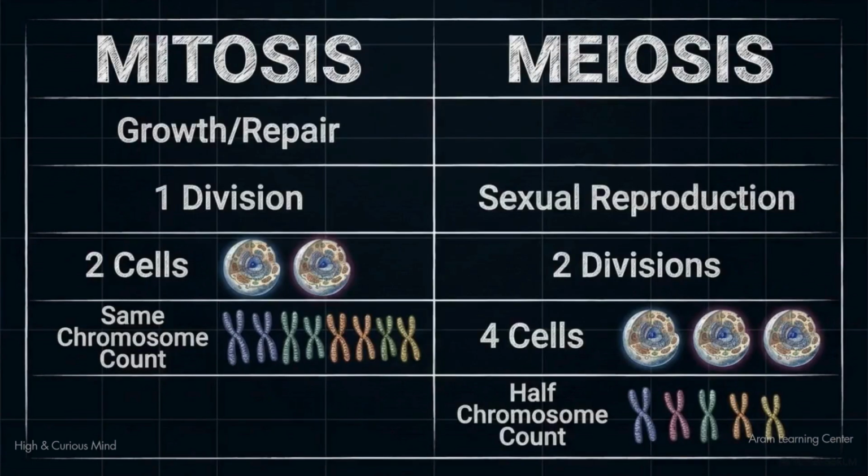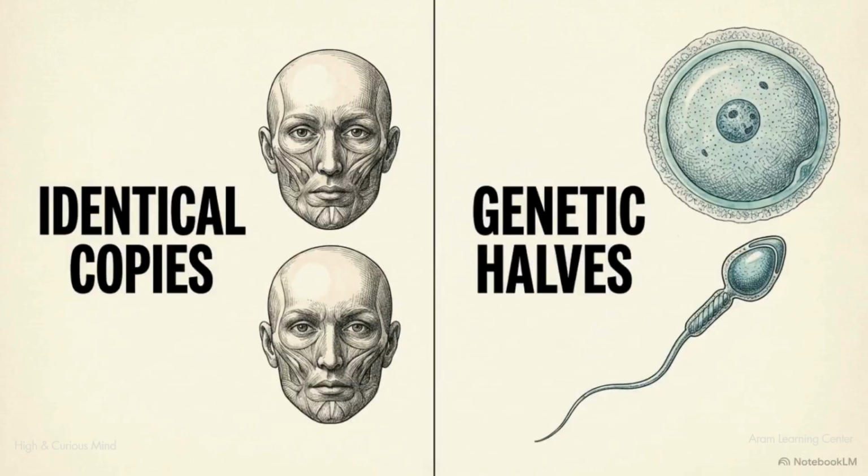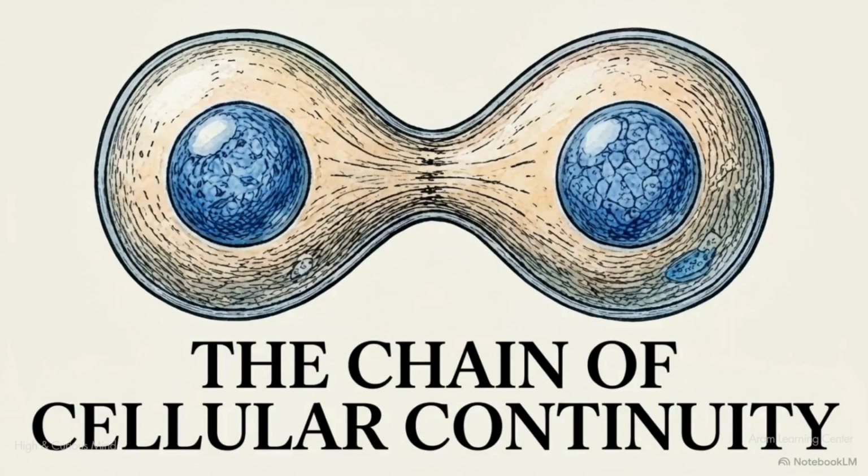Let's consolidate this into a study guide. Mitosis is for growth and repair. It requires one division, yields two identical cells, and maintains the chromosome count. Meiosis is for sexual reproduction. It requires two divisions, yields four distinct cells, and halves the chromosome count. An easy way to remember this is mitosis makes twins, meiosis makes eggs and sperm. And every single cell produced on this chart is living proof of Virchow's rule. All life stems directly from pre-existing life.